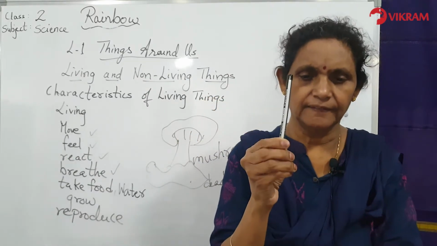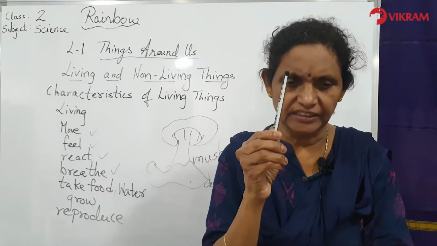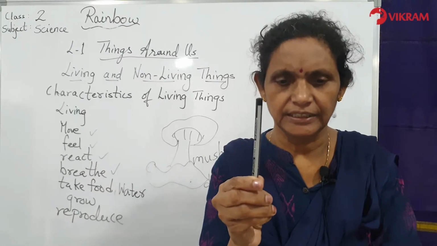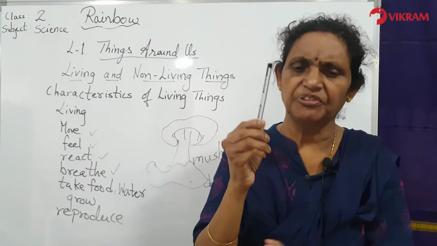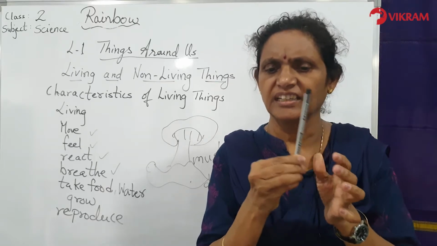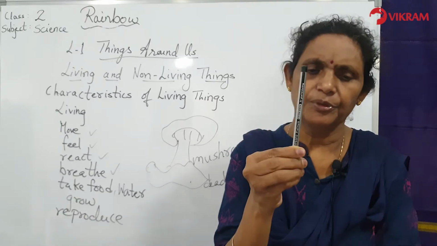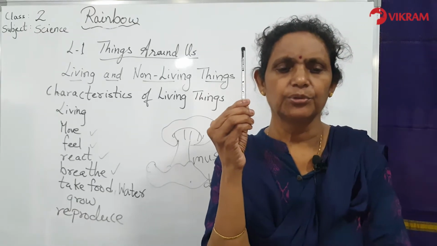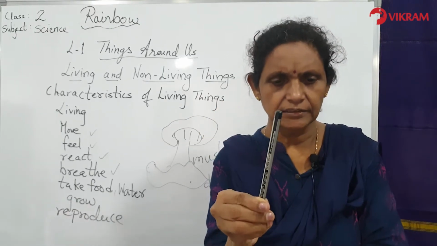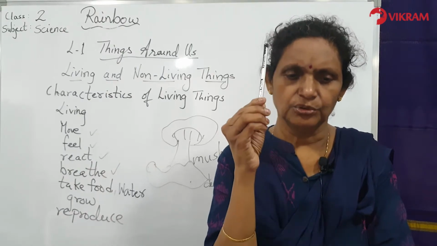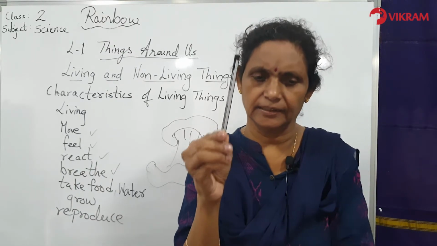Non-living things like the pencil do not need air to breathe in, and they do not need food to eat. They can neither feel nor see, and they cannot reproduce their own kind. So they cannot feel, they cannot reproduce, they cannot move, they do not need air to breathe, and they cannot eat food also. So this is called a non-living thing.